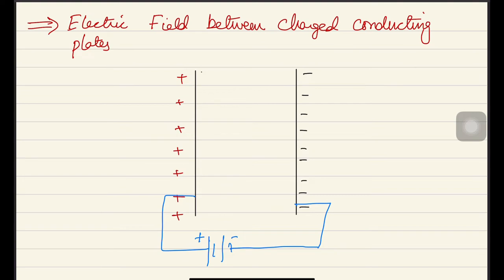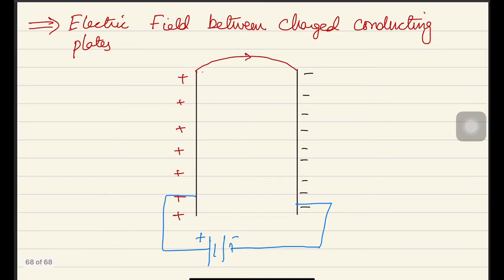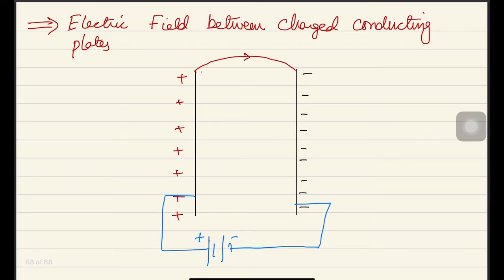Now we have to check the direction of the electric field between these two conducting charged plates. So in order to show that, we have to draw some arrows. On the edges of these conducting charged plates, we will see the direction of the electric field from the positive plate towards the negative plate. Okay, and within these conducting plates, it will be straight like that.